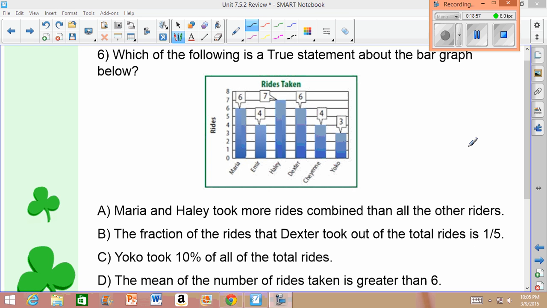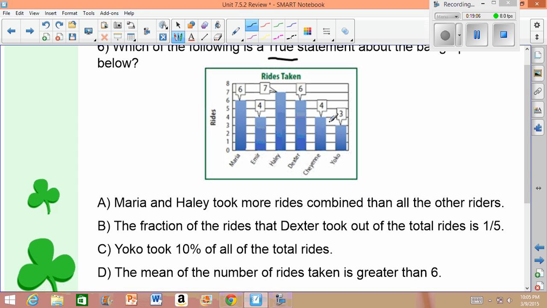All right, moving on to problem number 6. Says, which of the following is a true statement? So again, we're looking for the true statement about the bar graph below. So here's our bar graph, and we can see they've done a good job for us. They put all of the numbers on top of the bar, just like I would expect you to do when you number your bars if you have a bar graph on your test. So this bar graph shows the rides taken, so the number of rides, by each one of the people. So we're going to look for that true statement.